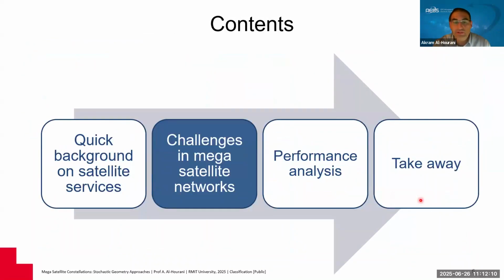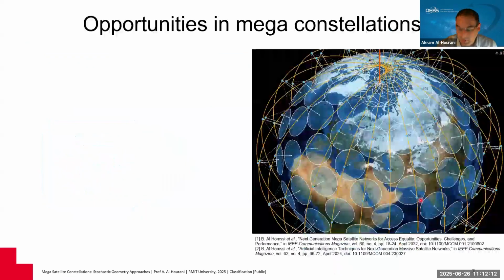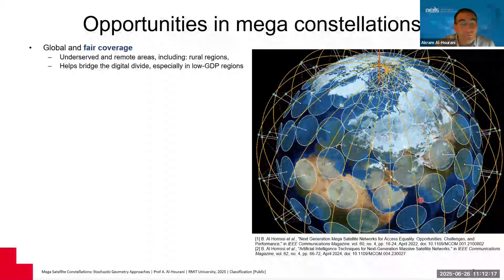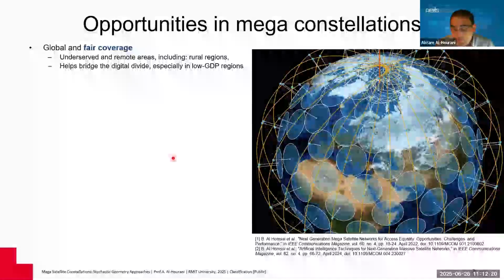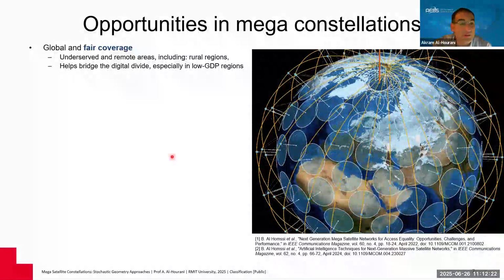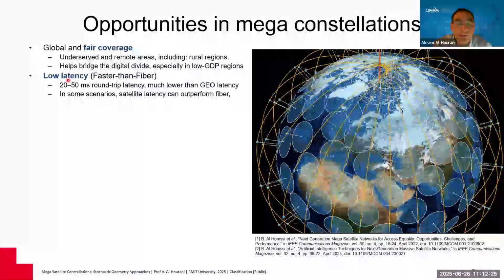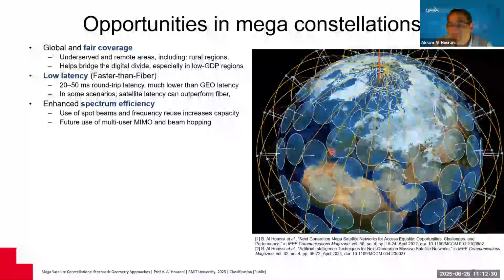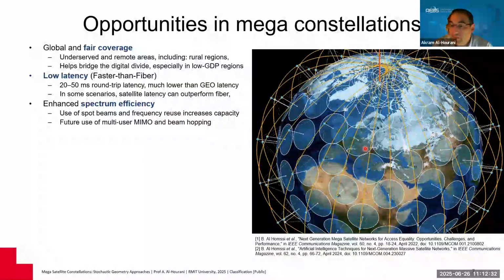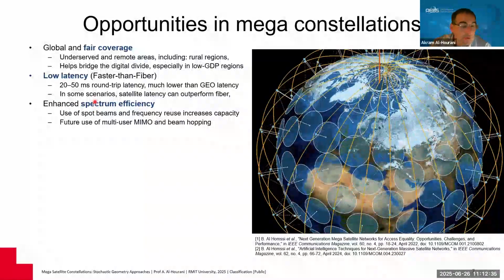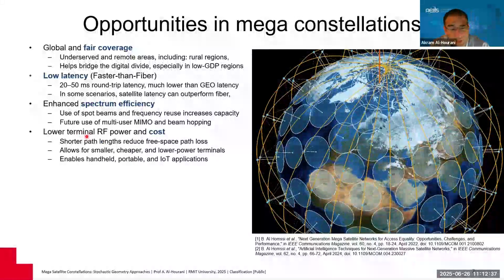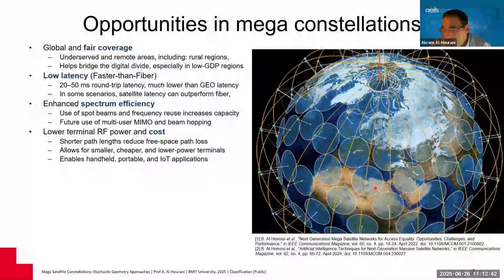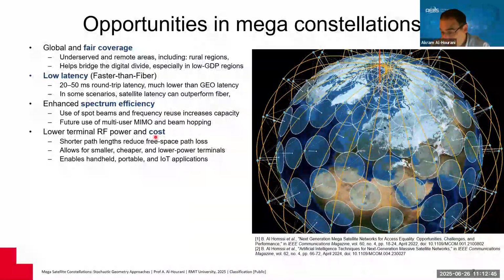Now let's look at the opportunities and challenges in mega satellite networks. So here's a simulation of a mega satellite network. It can potentially provide fair and global coverage. We saw previously that rural areas do not have good coverage. Low latency because of the proximity to Earth, better spectral efficiency because we are going to reuse the spectrum again and again in different locations. Spectrum is a very important and finite resource. And also we have low terminal radio frequency power because you are very close to the satellite, so you don't need very high power. And as such, it's lower cost.